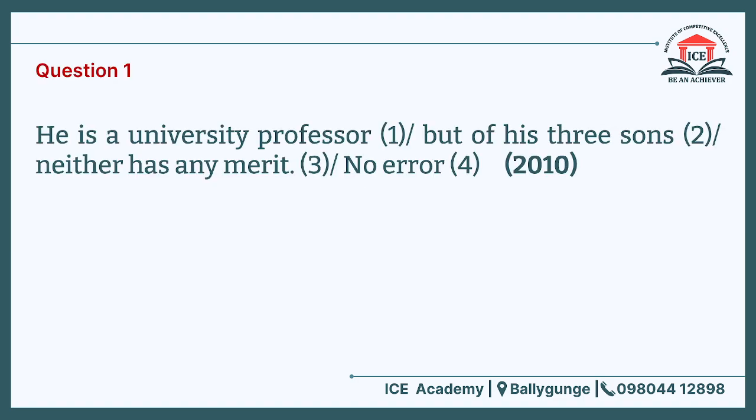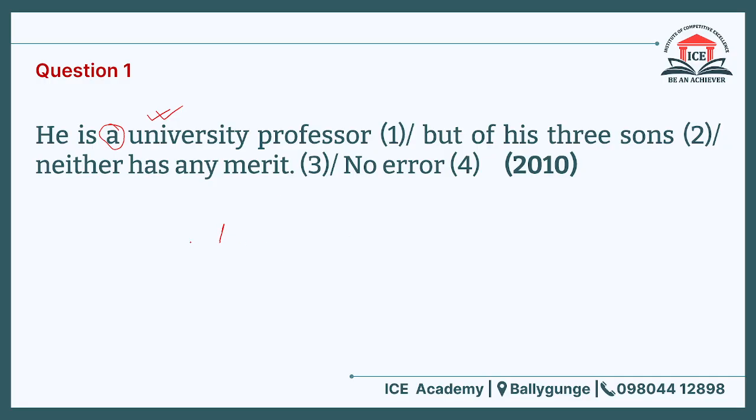And here is your first question. He is a university professor, but of his three sons, neither has any merit. Now, some of you are thinking that why A is used before university. That means the error is in this part. But let me tell you, no.